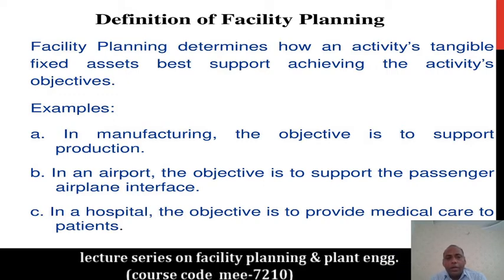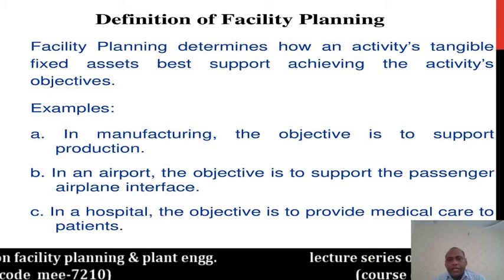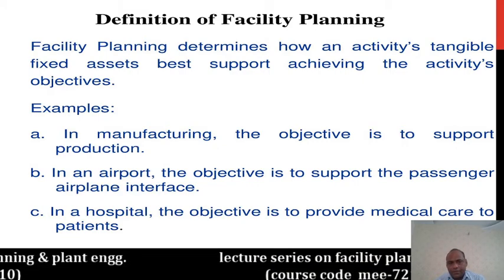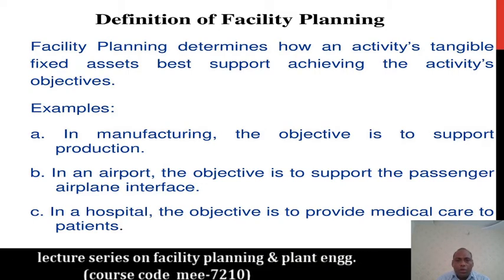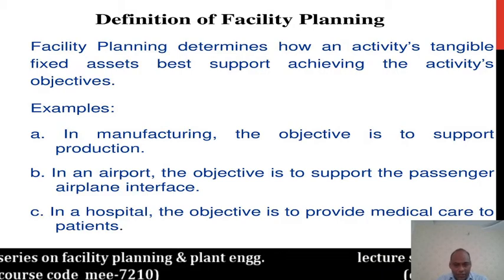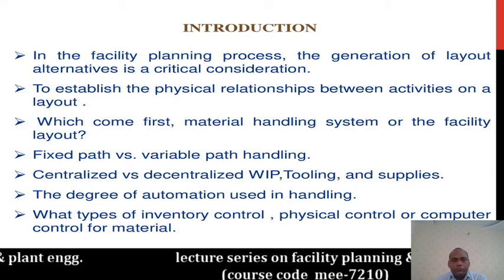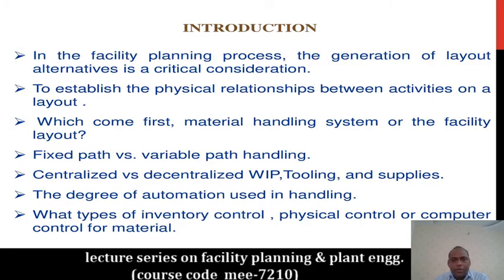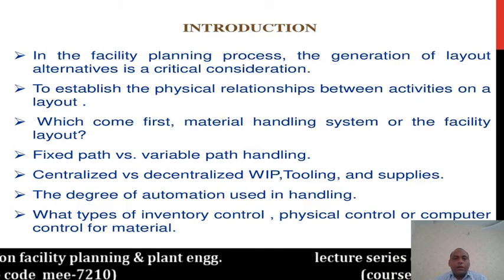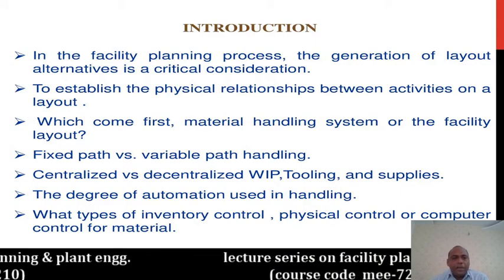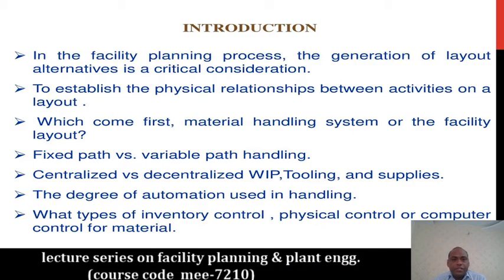in terms of definition, facility planning basically determines how an activity is supported by tangible, fixed assets. With these fixed assets you support the achievement of the activity objectives. And these are some points related to the facility planning process and the generation of layouts. There are many types of layout alternatives you can find, but the study of these is very critical.